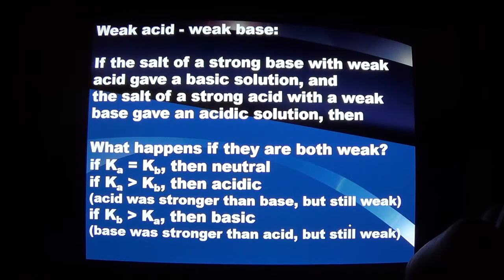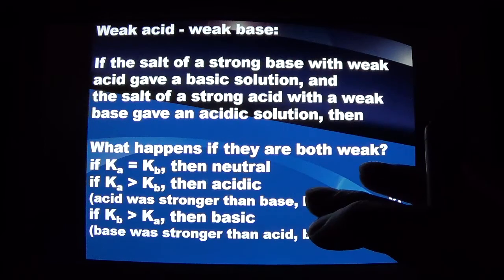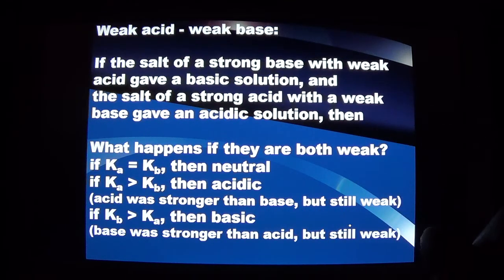So what happens if we mix the two? So far we mixed the two and neither of them did anything, or the acidic one did something, or the basic one did something. What if we mix them and they both do something? Does that mean it's acidic or basic? Well, the short answer is we don't know until we compare Ks. And this is where it might be helpful to be able to convert from Ka to Kb.